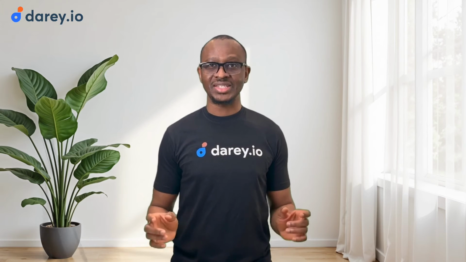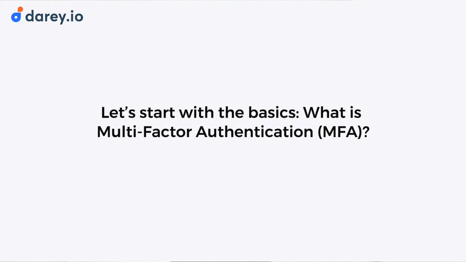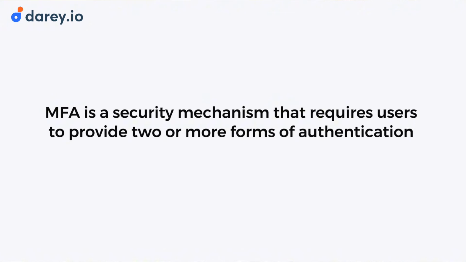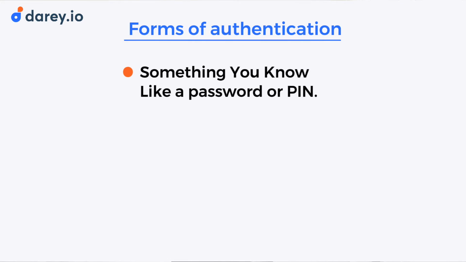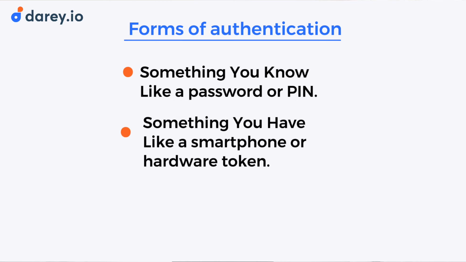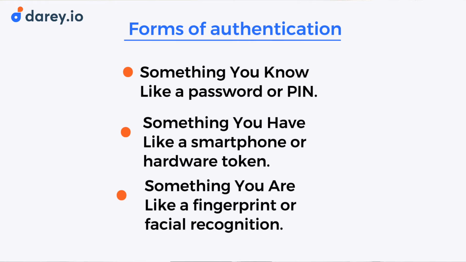Let's start with the basics. What is multi-factor authentication, MFA? MFA is a security mechanism that requires users to provide two or more forms of authentication before granting access to a system or resource. These forms of authentication typically fall into three categories. Something you know, like a password or PIN. Something you have, like a smartphone or hardware token. Something you are, like a fingerprint or facial recognition.